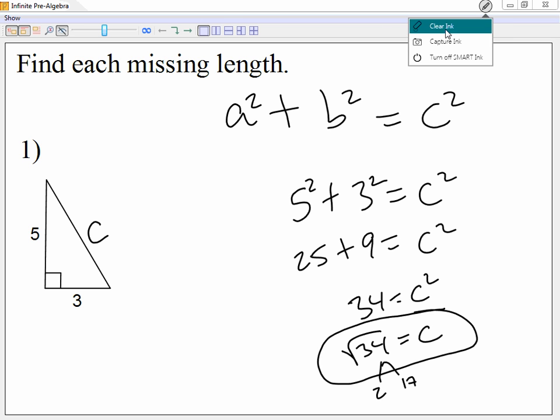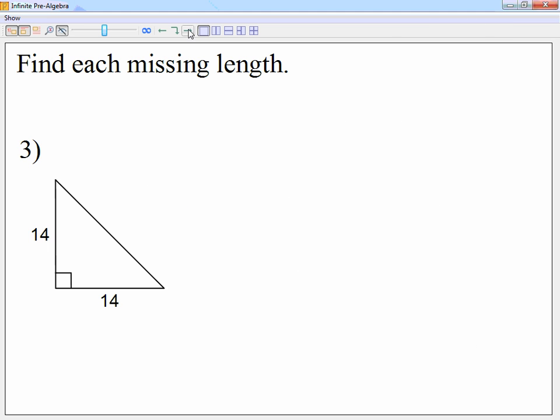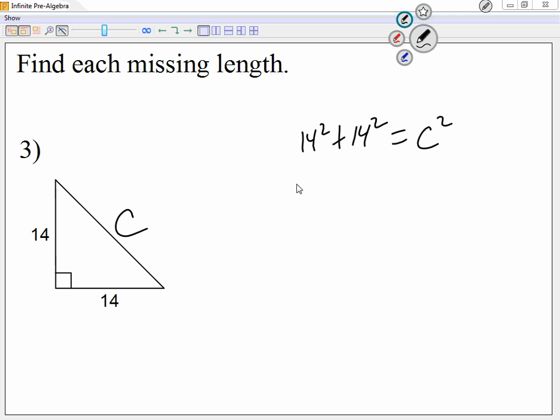Let me take a look at one where we do get groups. Let me take a look at number 3. I'm going to call this side c, and I'm going to go 14 squared plus 14 squared is equal to c squared. Again, the biggest side is c, so that's why I call it c. I know 14 squared is 196, plus 196 is equal to c squared. 196 plus 196 is 392.